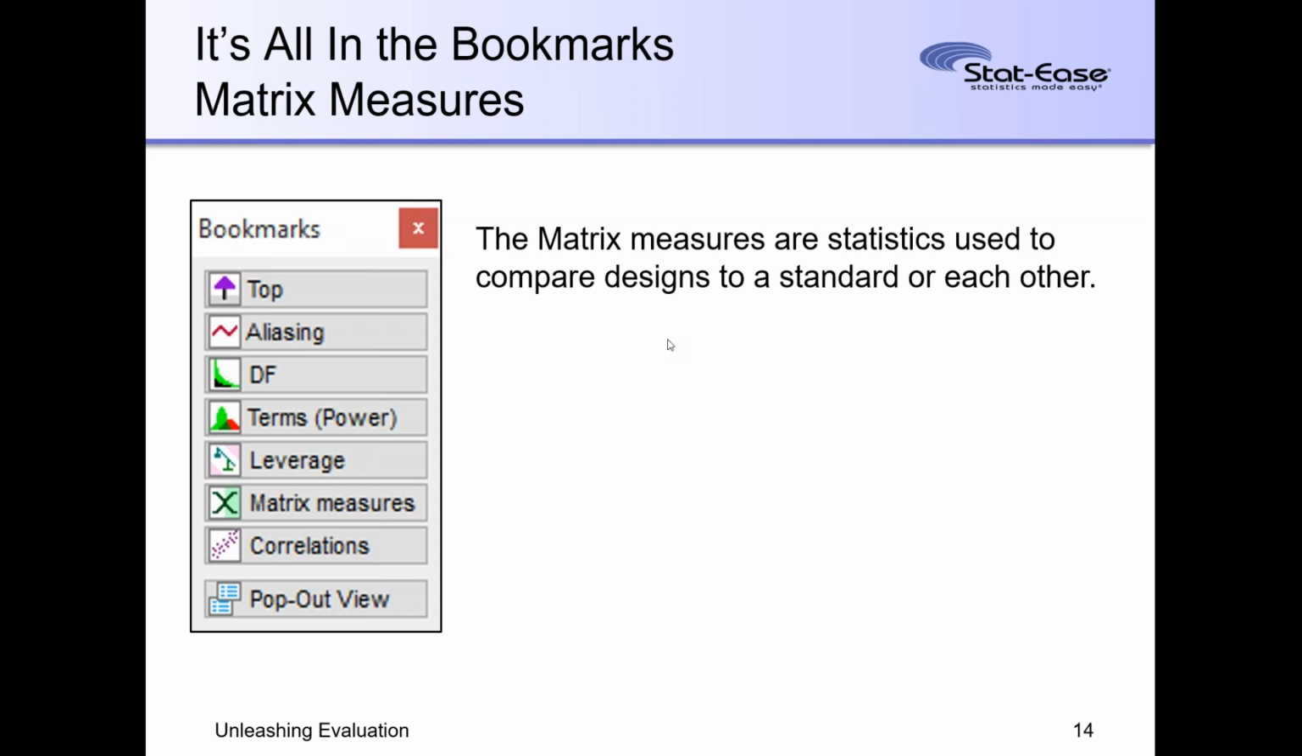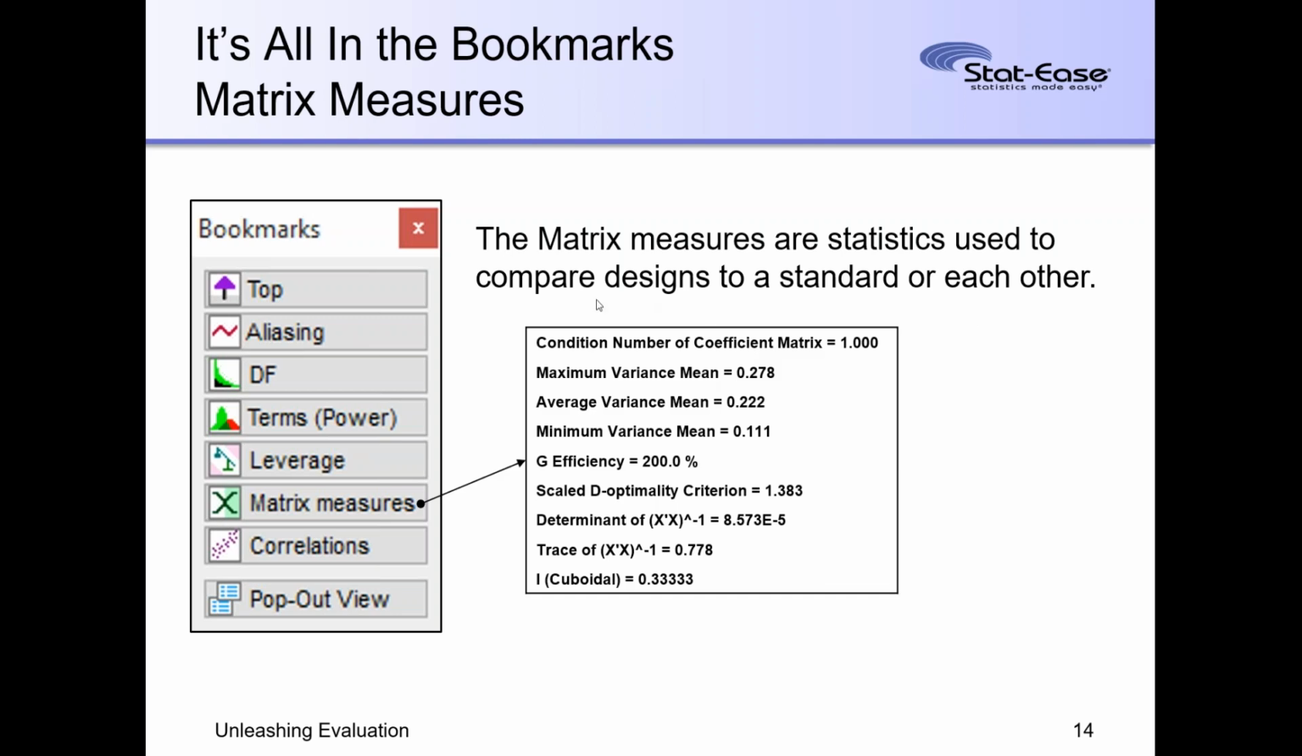Matrix measures are statistics used to compare designs to a standard or each other. When you click that button, it'll push this table to the top of the report, and you can get these numbers to compare to a standard, or if you have 2 designs open, you can look at one and the other. Generally speaking, the lower numbers are better, except for G efficiency, where the higher number is better.